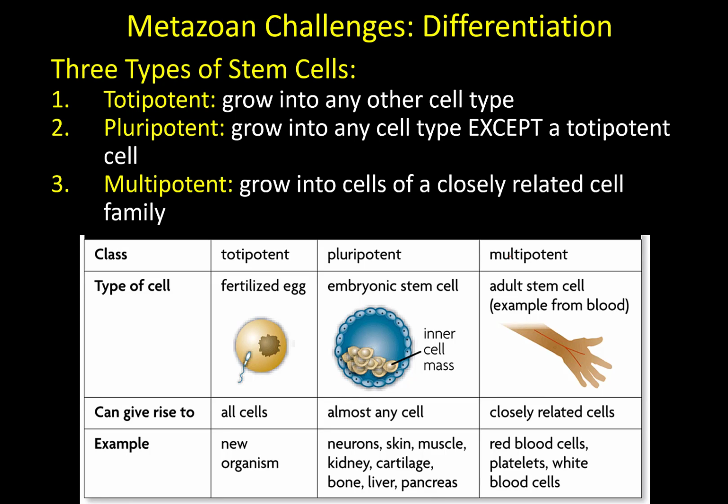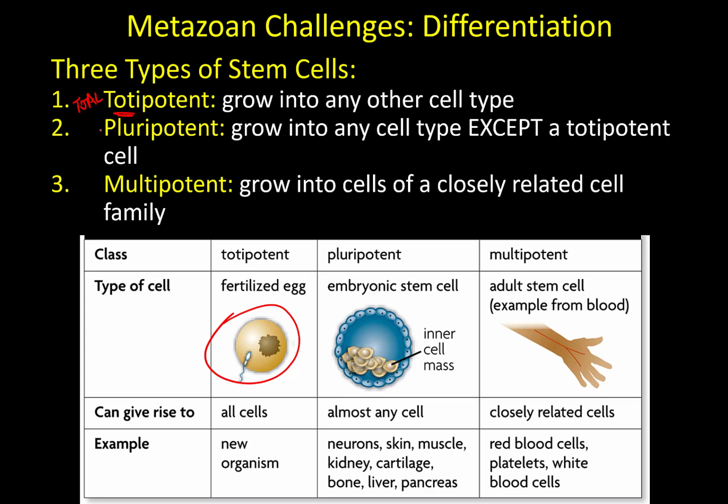Now, there are 3 types of stem cells, and they show up at different times during the development of an animal. The earliest stem cells are called totipotent, and they're the most flexible. Think of it in terms of them having total potential. They can turn into anything. The fertilized egg is a classic example of a totipotent stem cell. It's literally going to give rise to every structure in your body. So that's a lot of potential.